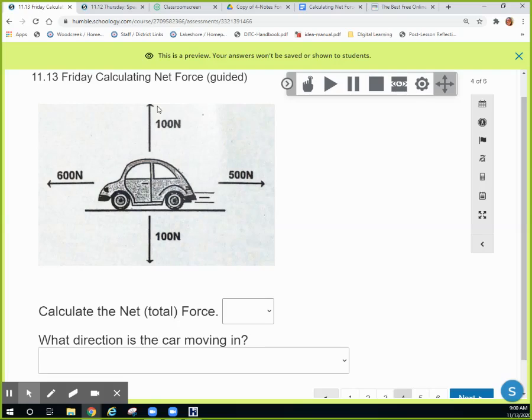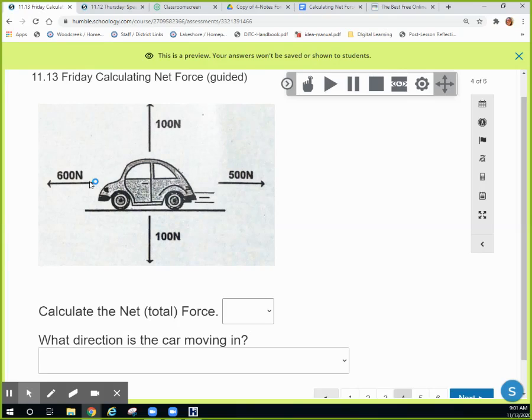We have an upward force of 100 newtons, a downward force of 100 newtons, a force to the left of 600, and a force to the right of 500 newtons. So again, the first thing I notice is 100 newtons up and 100 newtons down. They're in opposite directions, and they are equal, so they are balanced. They cancel each other out.